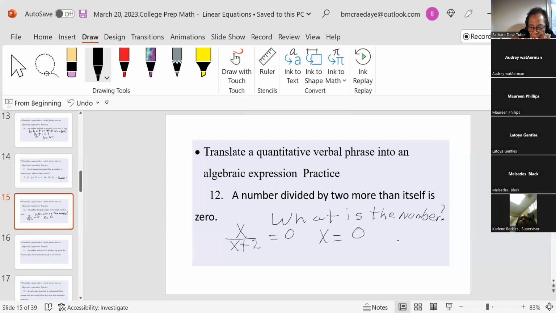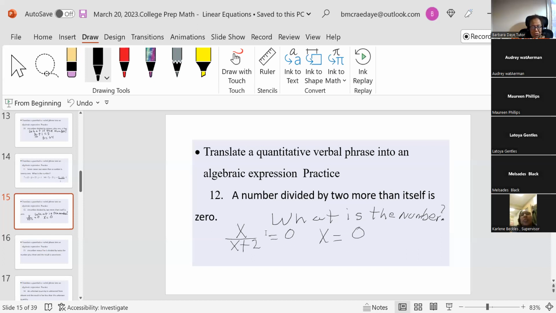Any questions? Now we'll look at the quiz. Okay, all right, let me just do a new share. So you think you got a good understanding of translating the verbal to the algebraic? Yes, miss, except this last one. What's wrong with the last one? I still don't like it.